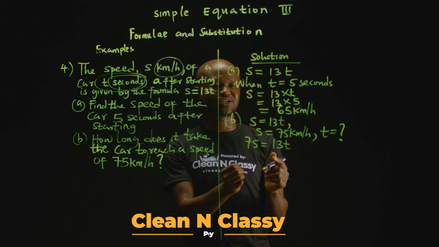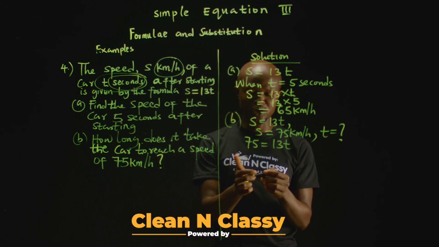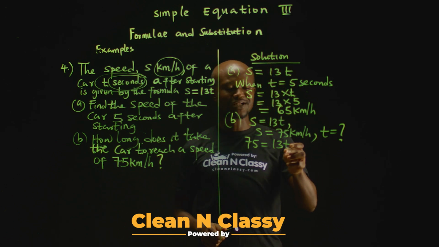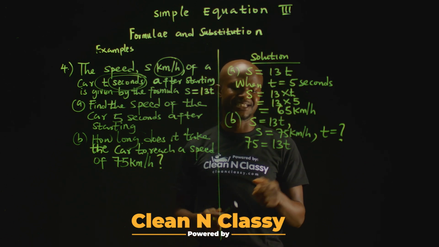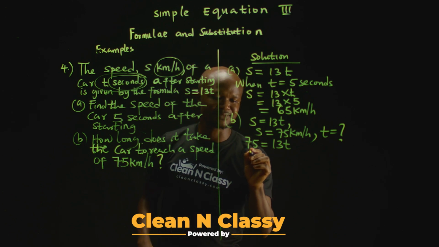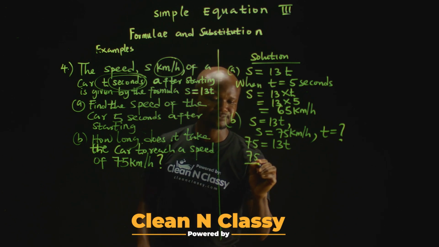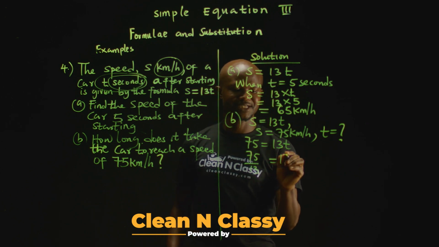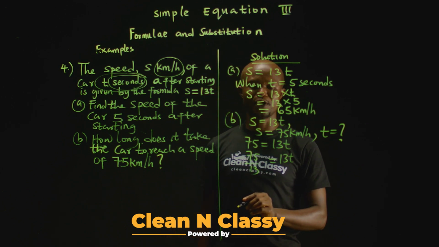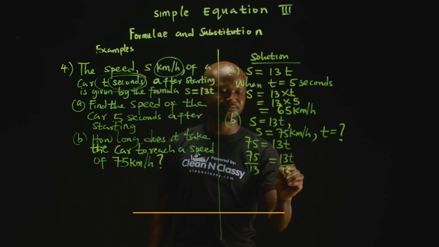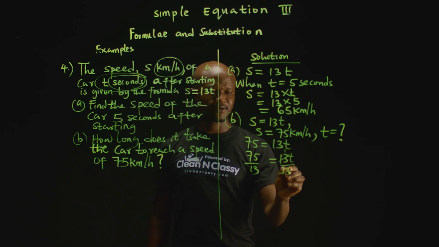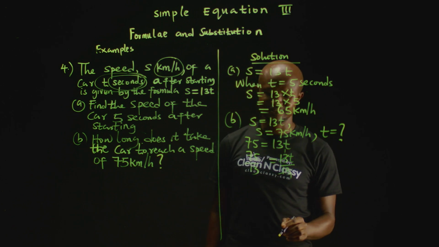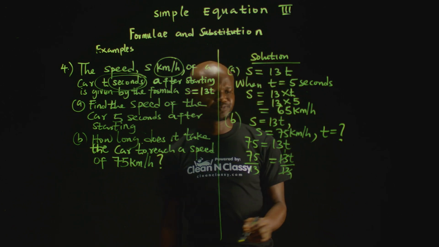From this simple equation, how can we solve this? We want to find t. What is the coefficient of t? 13. So we divide both sides by 13. 13 divided by 13 is 1, times t. So from here, we need to divide 75 by 13 also.